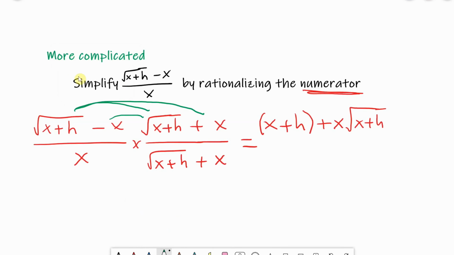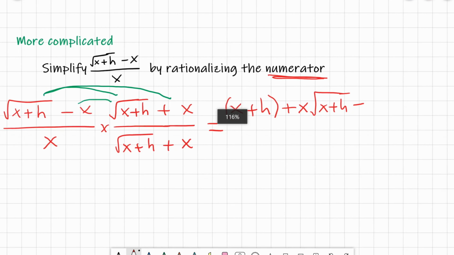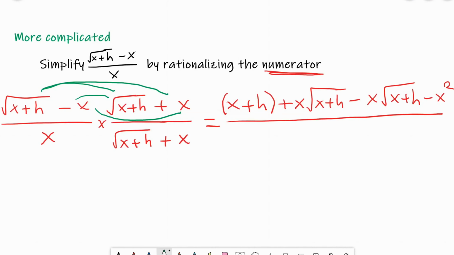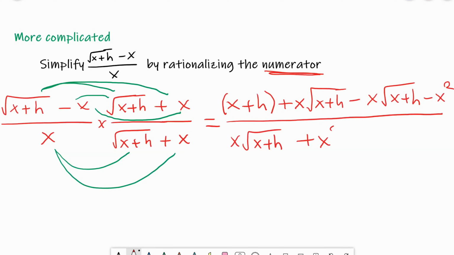Same thing here. This is negative x times root, so I'm going to end up with negative x root x plus h, and then I'm going to multiply negative x here with plus x, so I'm going to end up with negative x squared. So that's my numerator. So I'm going to start with the denominator now. So x times this root x plus h is just x root x plus h. And then I'm going to multiply x by plus x. So I'm going to end up with plus x squared.